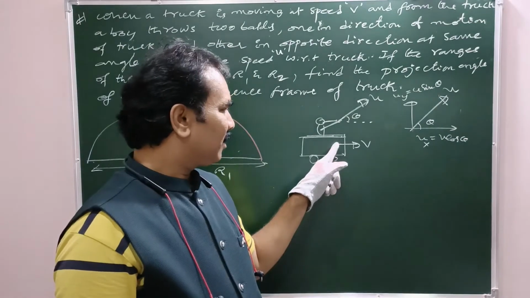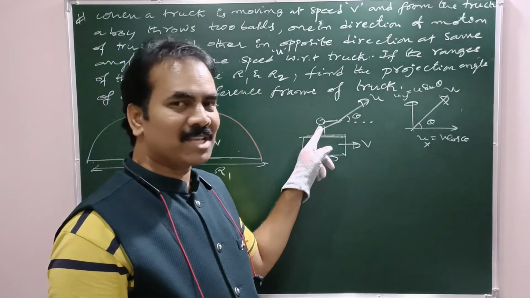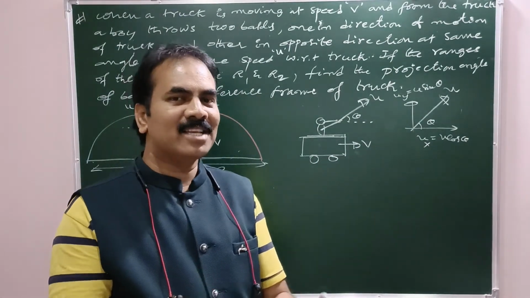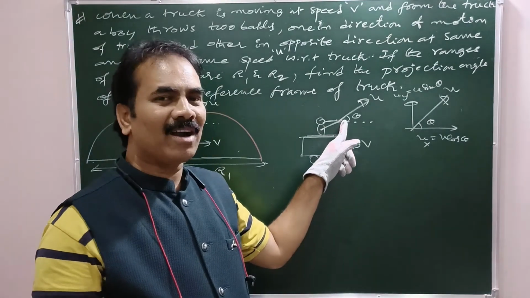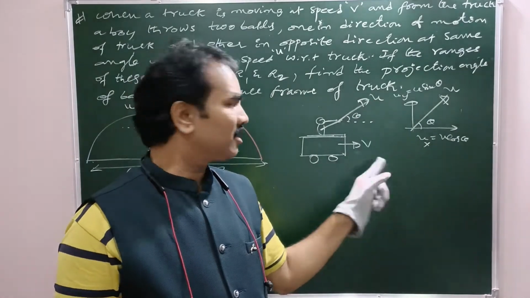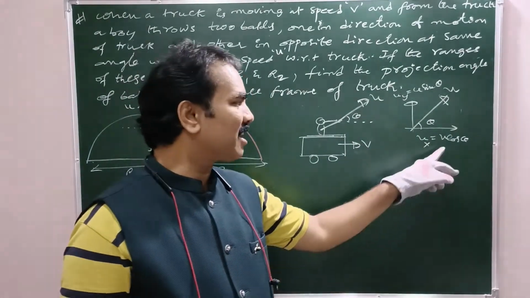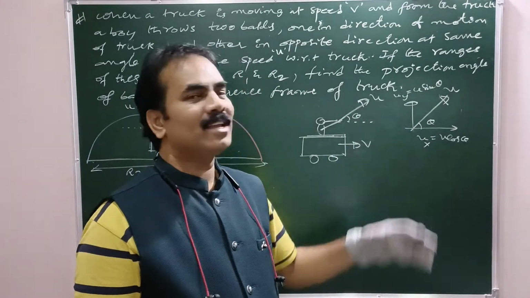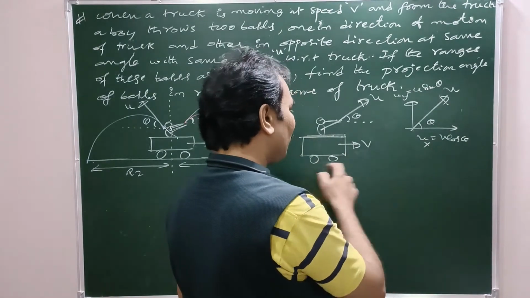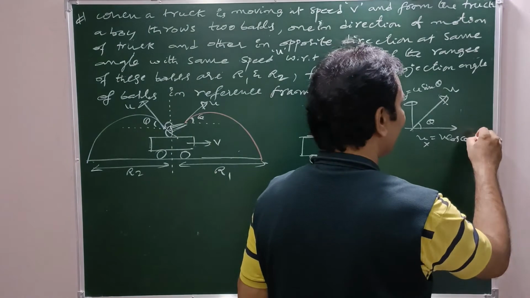But here the person is in contact with the moving vehicle, so the person also has some horizontal velocity. Until he releases the ball, the ball is also in contact with the person. So even the ball has the horizontal velocity of the vehicle. So what about the horizontal component of velocity of the ball here? It means u cos theta plus the vehicle velocity, that is plus v.